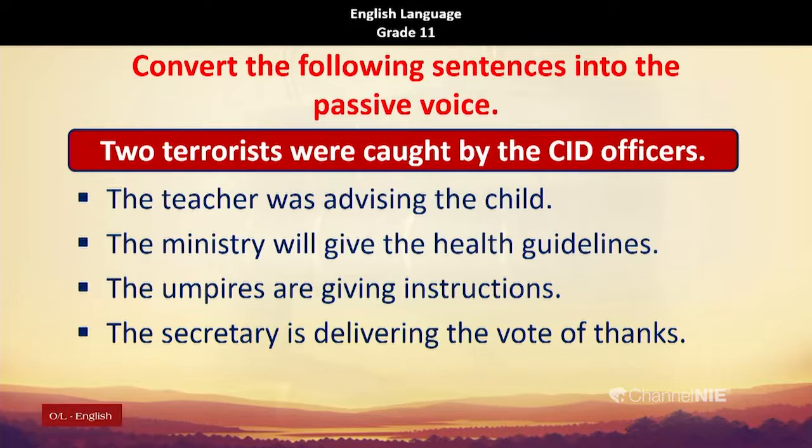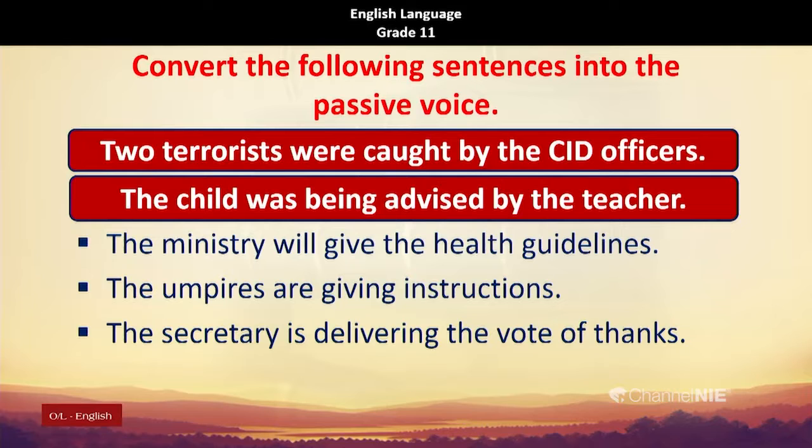The teacher was advising the child. That is past continuous. Yes. The child should be the subject of the passive voice sentence and "was advising" should be converted into "was being advised". The child was being advised by the teacher.